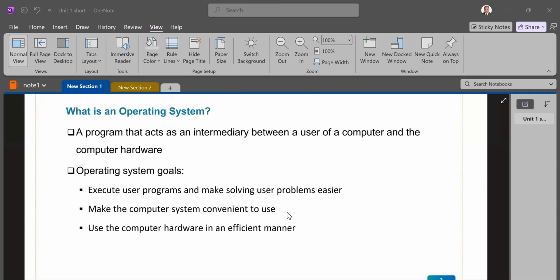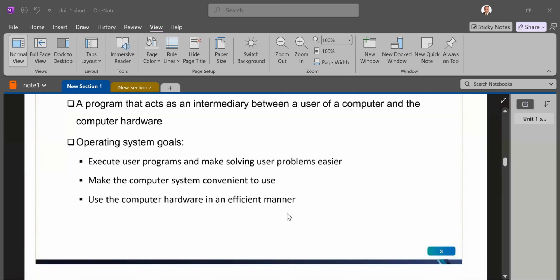What are the objectives of the operating system? One of the functions is to execute user programs and make solving user problems easier. It also makes the computer system easy to use with the computer hardware, and, of course, uses the computer effectively.